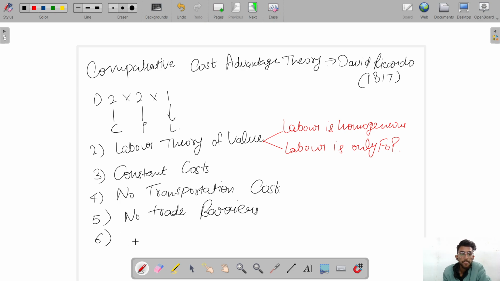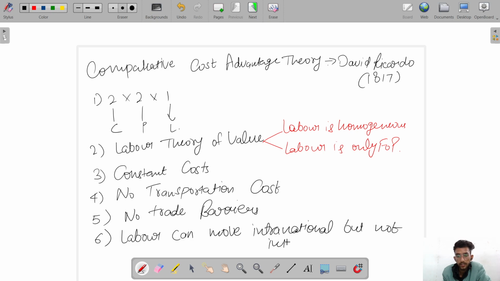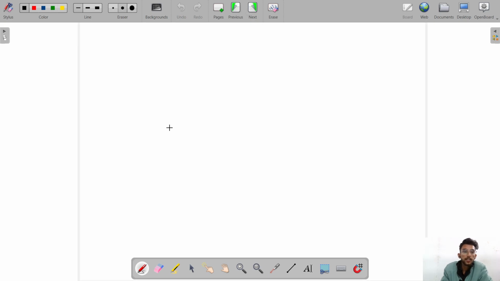And the sixth assumption is that labor is mobile within the nation, but not internationally. It means that labor can move domestically but not internationally. I hope you guys can understand the assumptions. Let us now see how this theory works.